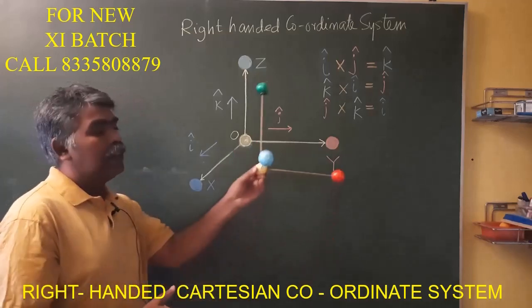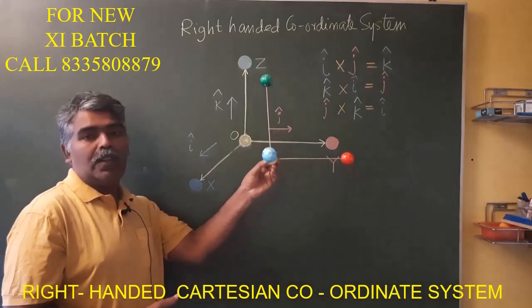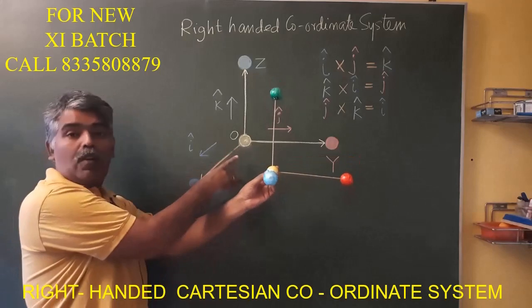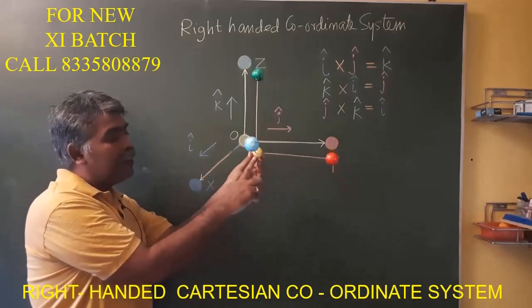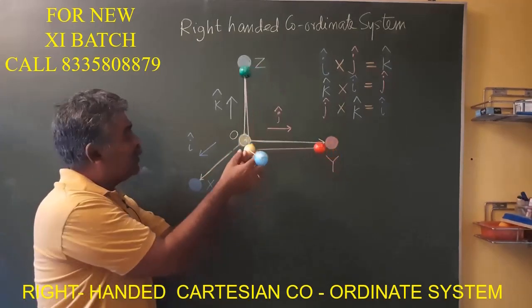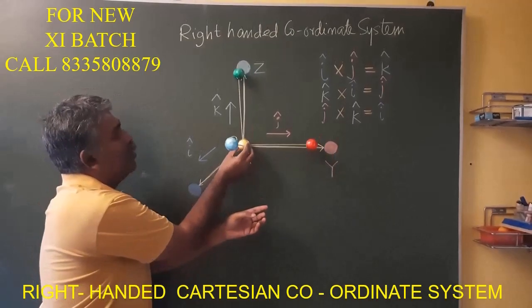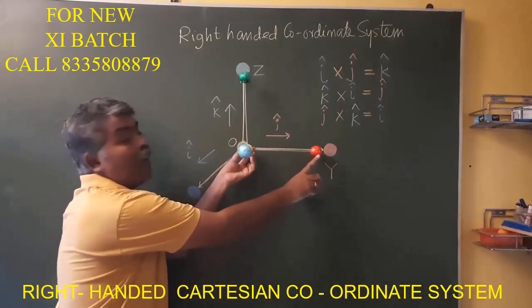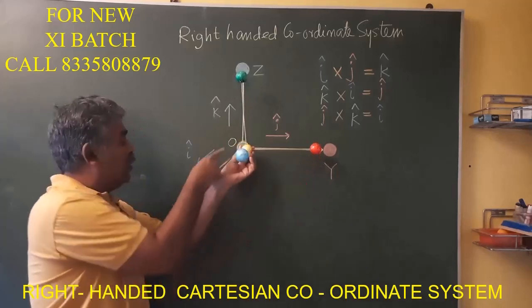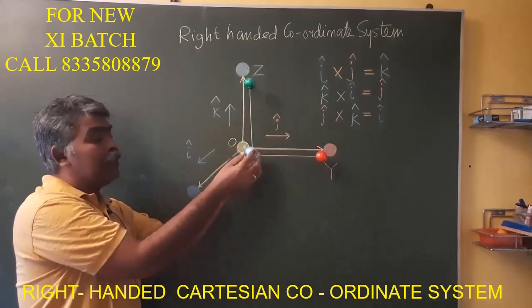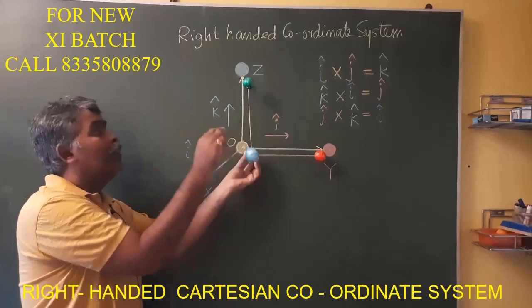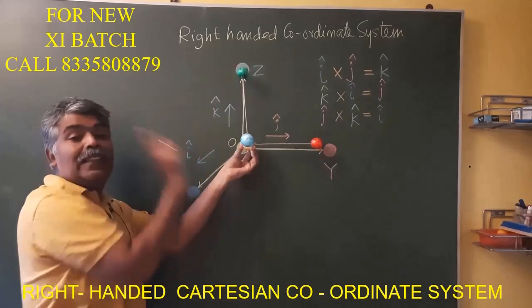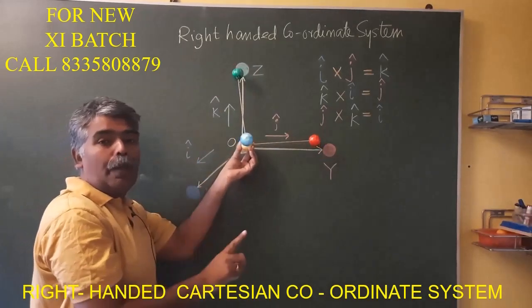See, this is a right-handed coordinate system. I have drawn it on the board. Identify this yellow ball. This is the origin. Okay, this is the origin. This red one is the y-axis. This blue ball, this is the x-axis. And this is the z-axis. This is the way you should draw.